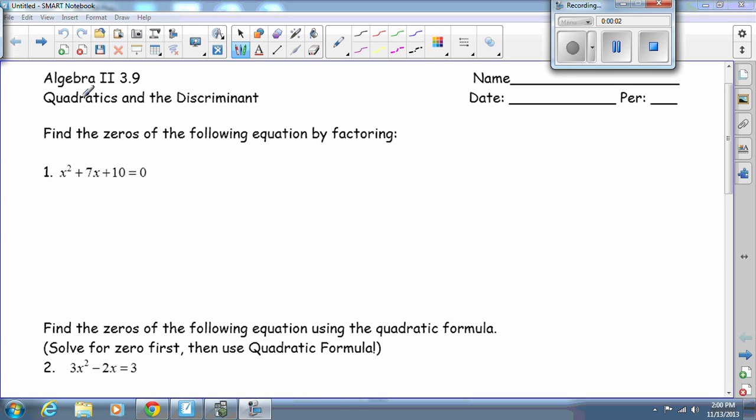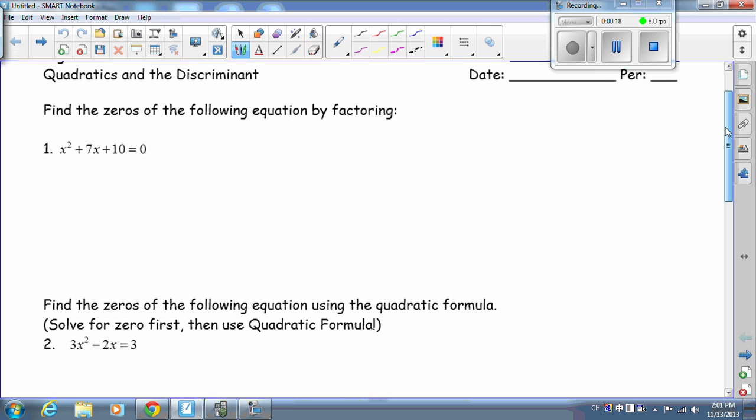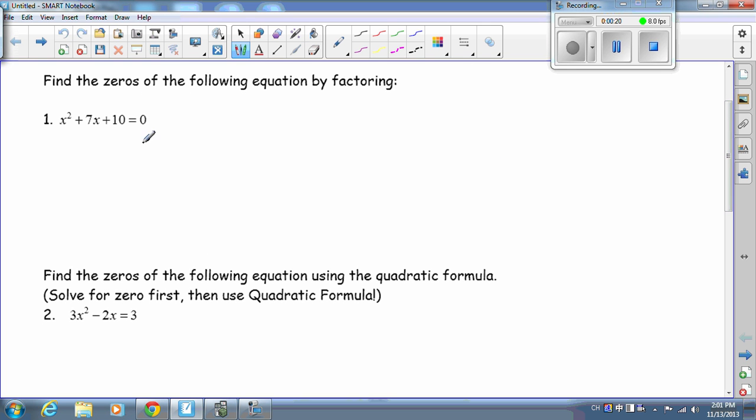Hey guys, I will go over our 3.9 notes and it's quite a review of our quadratic and discriminant. The first one is just a regular quadratic equation and we want to find the zeros by factoring. Another way of saying find the zeros is actually to solve it. Since it says by factoring, we need to factor.